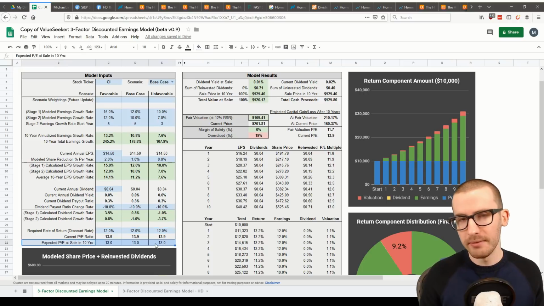And finally, the last input is the expected price to earnings ratio for the stock in 10 years. Typically, I'd recommend being more conservative with this value because this will be the sole value that determines how much of a factor valuation plays in your future returns.